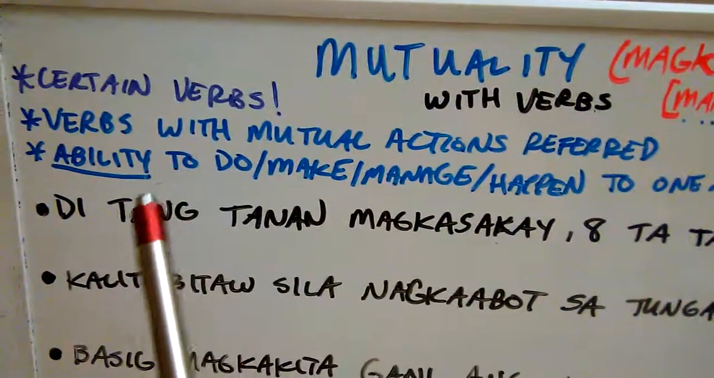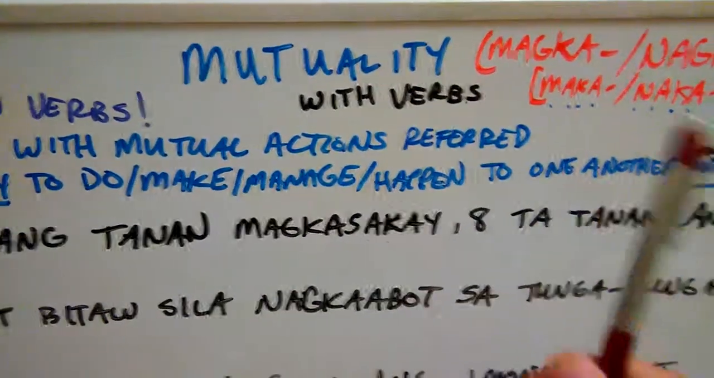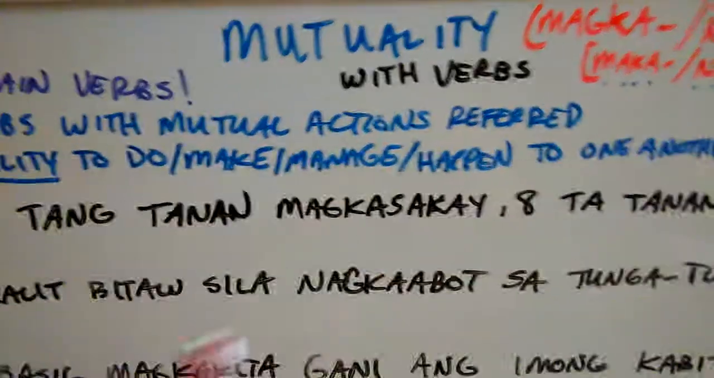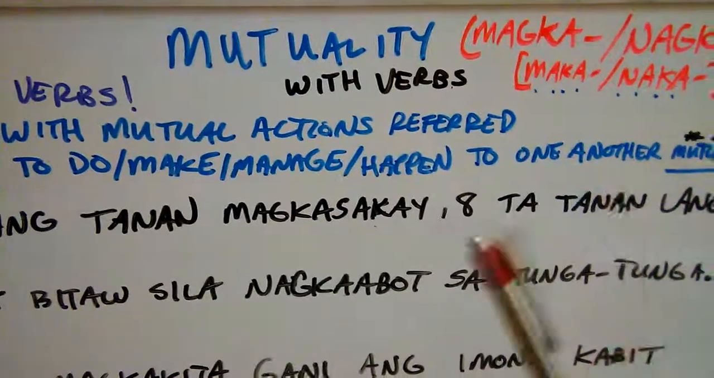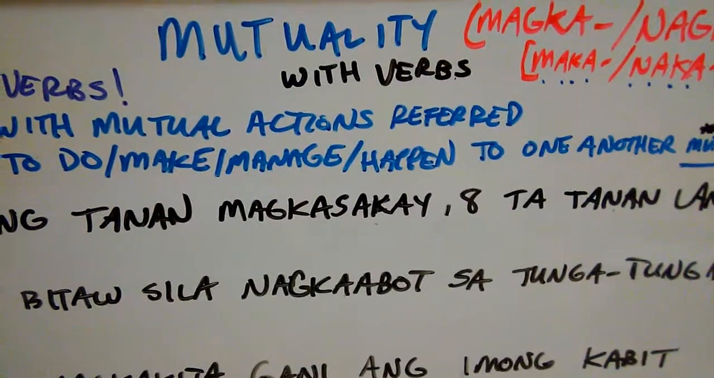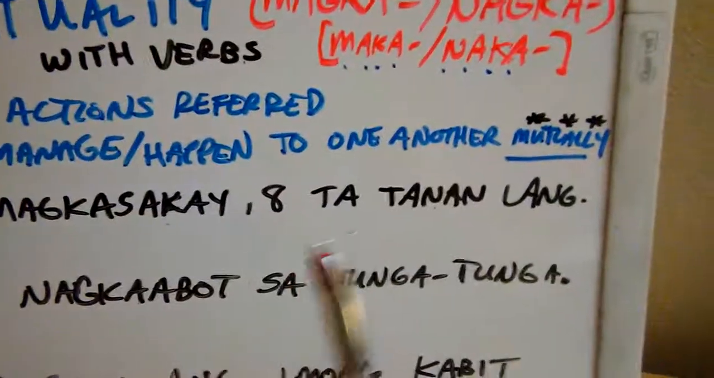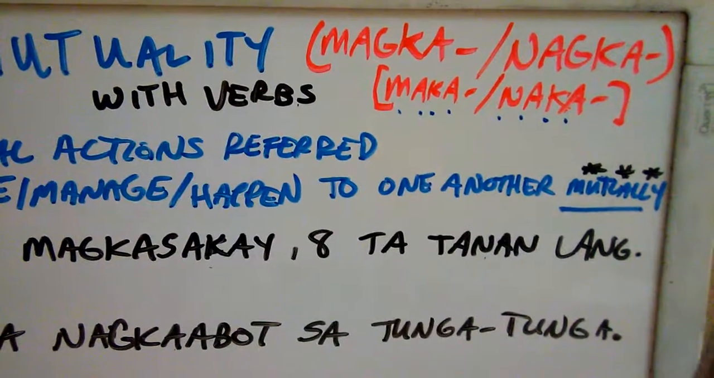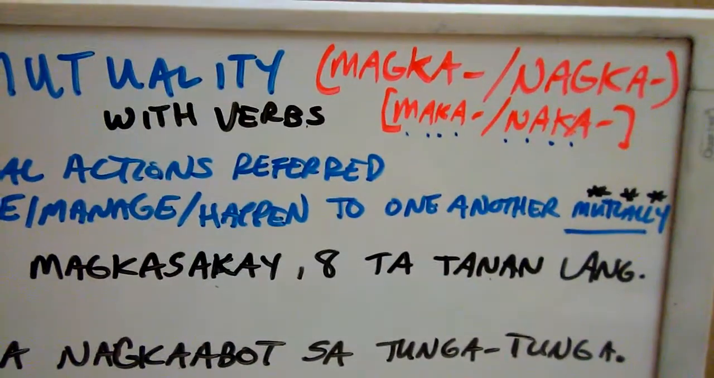Let's talk about ability first, and why it's underlined. Earlier I said that magka and nagka are the parallels of maka and naka, and as we know, maka and naka are the abilitatives. So magka and nagka have to show that abilitative role, the ability to do, manage, or happen to one another mutually. This is what I mean by what mutuality is and how verbs show mutuality.